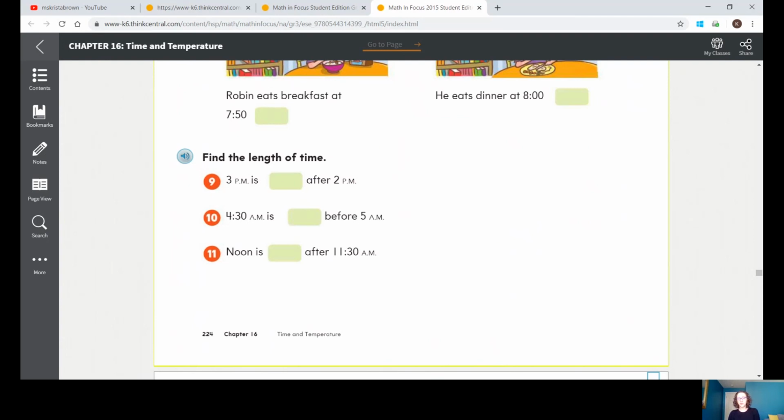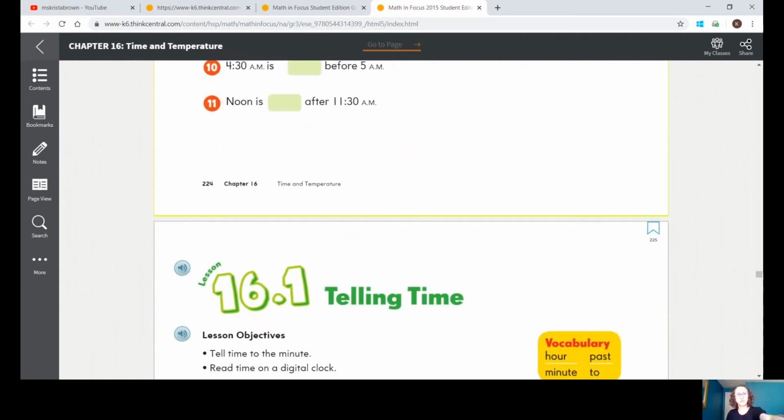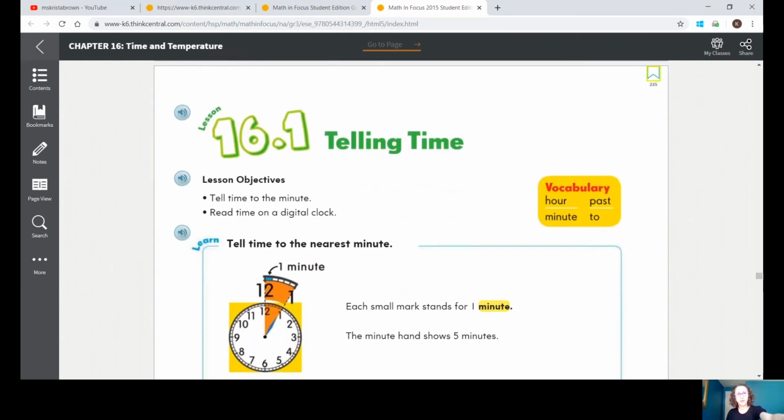Number 11, noon is blank after 11:30 a.m. That is 30 minutes. Okay.